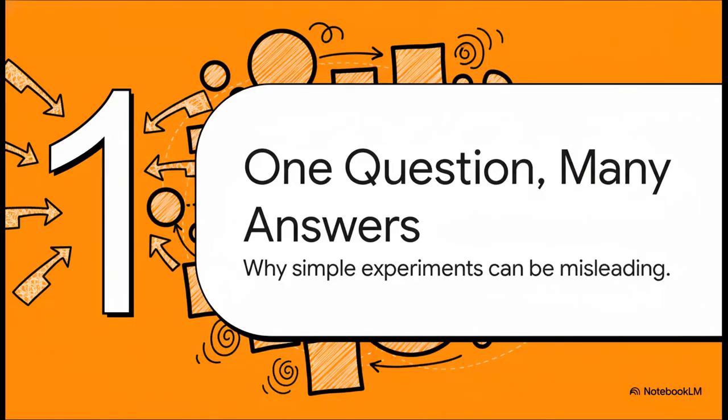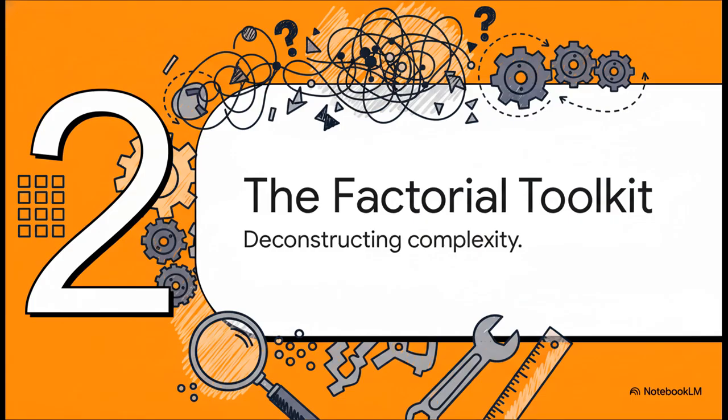Well, the problem, of course, is that the real world is rarely that simple. Phenomena almost always have multiple factors working together all at the same time. And that's why a simple yes or no can be so misleading. So to cut through all that confusion and really investigate these messy, multivariable problems, researchers have a specific framework they use. So let's dive into what's called a factorial design.